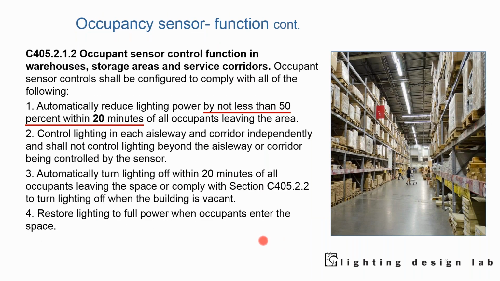Continuing, they then talk about different spaces where there are occupancy sensors. So warehouse and storage areas automatically reduce lighting power by not less than 50% within 20 minutes. So they have to reduce the power, but you can't just notch it down 10%. It's got to go down to not less than 50%. And then there's various other things.